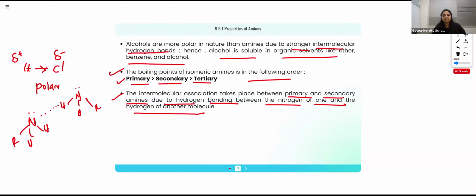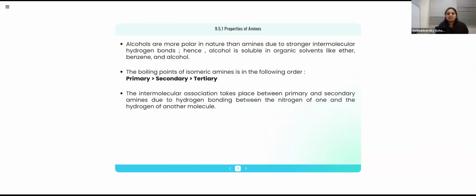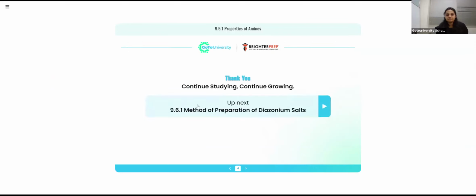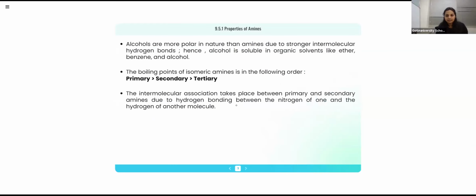Got it? Yes. Then the second term is due to hydrogen bonding between the nitrogen of one and the hydrogen of the other molecule. Got it? So this is the boiling point of these amines. Okay, any doubt in this topic?